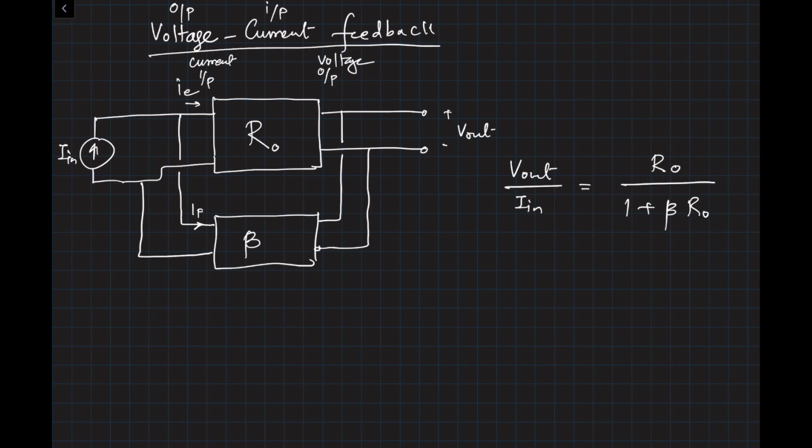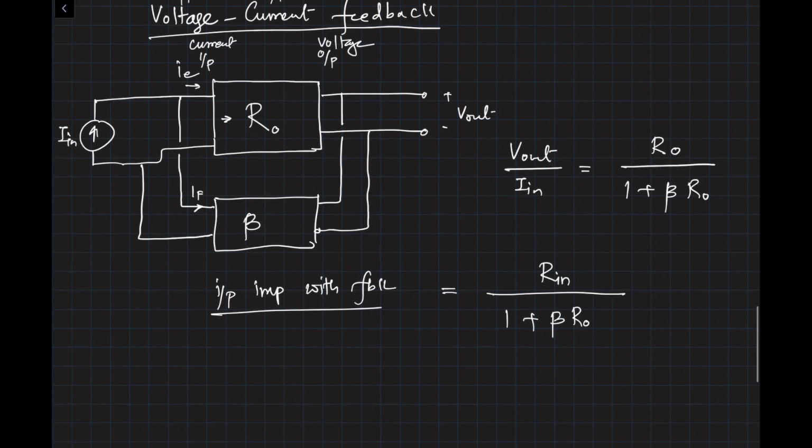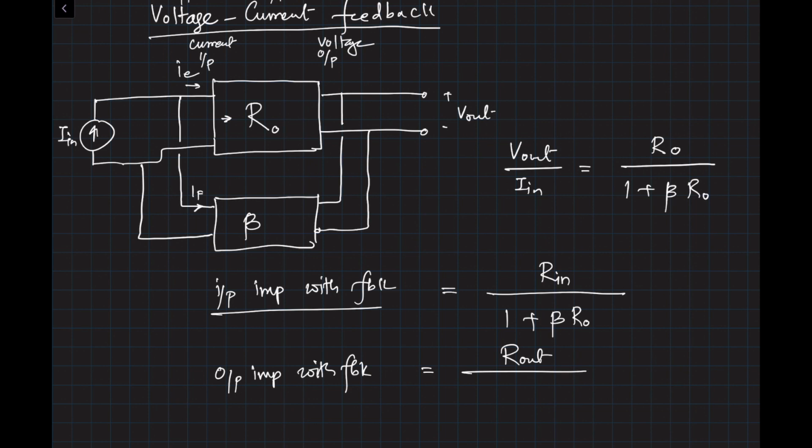Now, in this case, what will happen to the input impedance with feedback? So let's say the input impedance without feedback, looking into this block, was Rin. Then after the feedback, this is going to drop down by a factor of 1 plus beta R0. And the output impedance with feedback, let's say it was R out before the feedback, that will also go down by beta times R out.